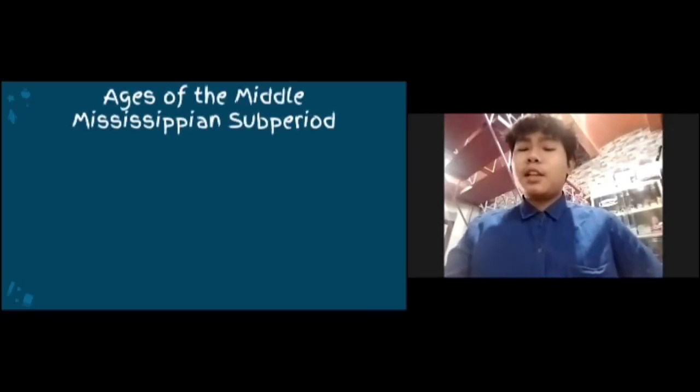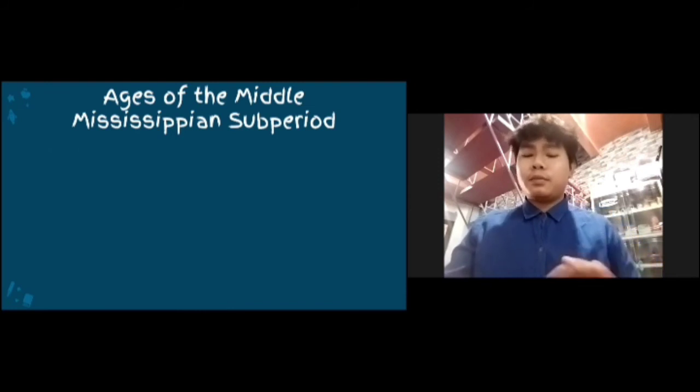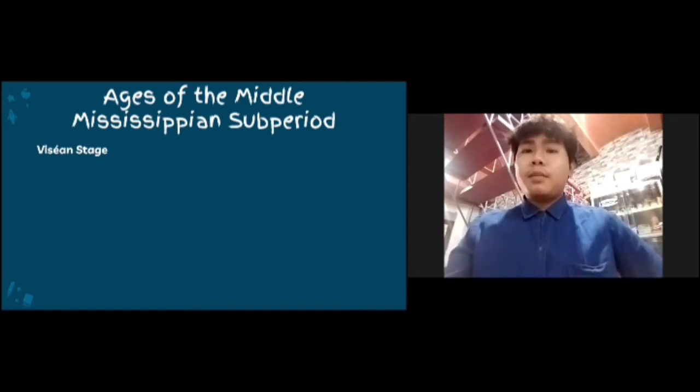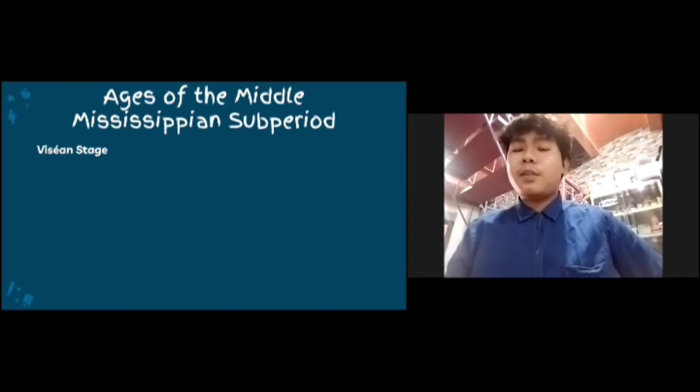Ages of the Middle Mississippian subperiod. Visean stage. Visean stage, second of three internationally defined stages of the Mississippian subsystem of the Carboniferous system, encompassing all rocks deposited during the Visean age, 346.7 million to 330.9 million years ago.